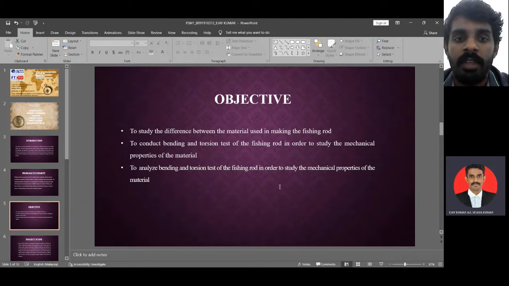Objective of my project is firstly to study the difference between the material used in making the fishing rod. The second is to conduct bending and torsion tests of the fishing rod in order to study the mechanical properties of the material. And thirdly, to analyze bending and torsion tests of the fishing rod in order to study the mechanical properties of material.